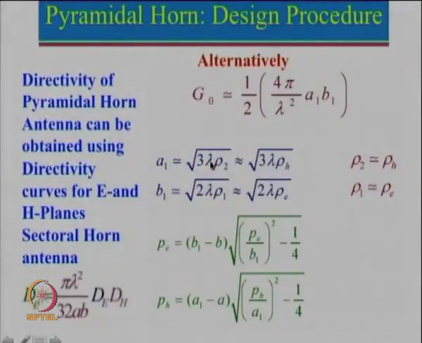So now we'll continue from here. We had seen that for optimum horn antenna dimension, A1 is given by this expression, B1 is given by this expression, which was approximated to this particular expression. This expression is only good if the aperture dimensions A1 and B1 are relatively small. Only in that case this approximation is valid.